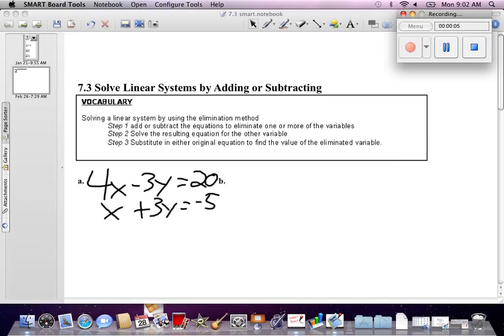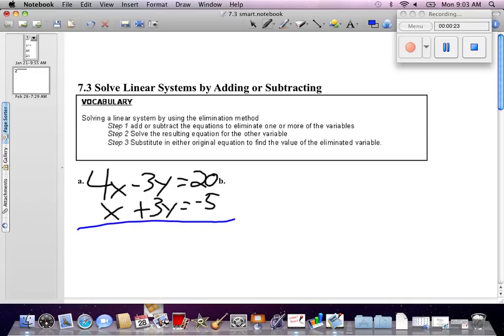We're going to start with the elimination method, or it is often called linear combination. So, what we're going to do is simply add these two equations together. And we can do that by combining our like terms.